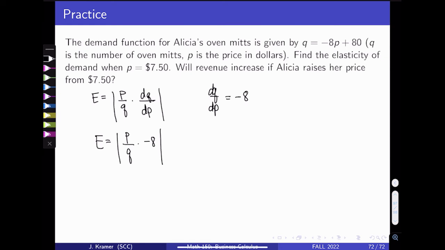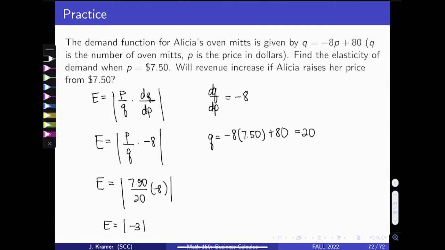Now, we know that the price that we're considering the elasticity of is 750, but we'll need to find the demand when price is 750, so we'll evaluate our demand function when P is 750. So the demand will be 20 when the price is set to 750. Let's plug in this price and this quantity of units into our elasticity function. We're still looking at the absolute value of 750 divided by 20 times negative 8. Then the elasticity will be 3, which is larger than 1.